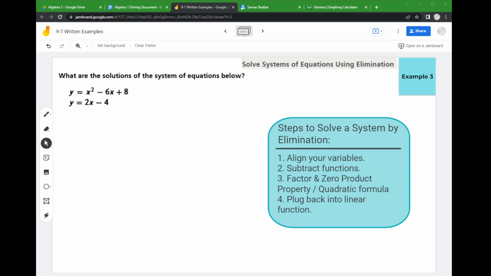In today's video, I'm covering example 3 from section 9-7 in the SavvasRealize Algebra 1 textbook. Today's video covers solving systems of equations using elimination.